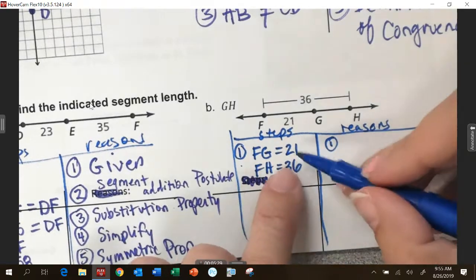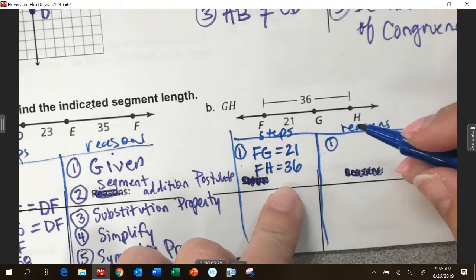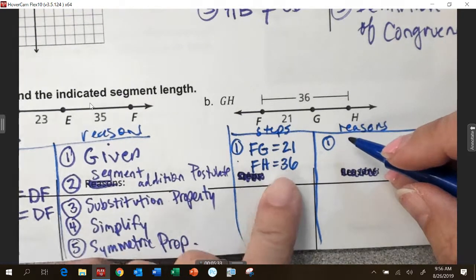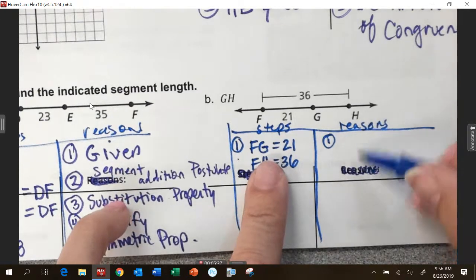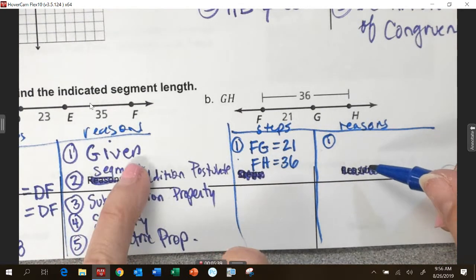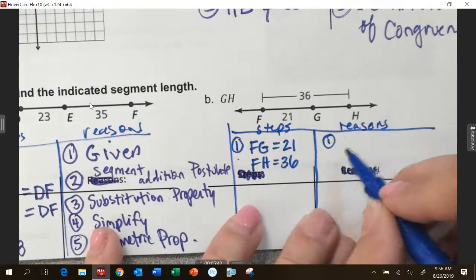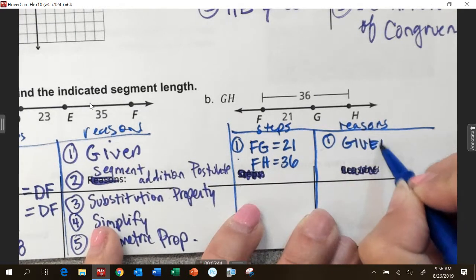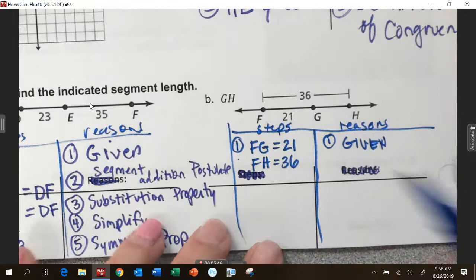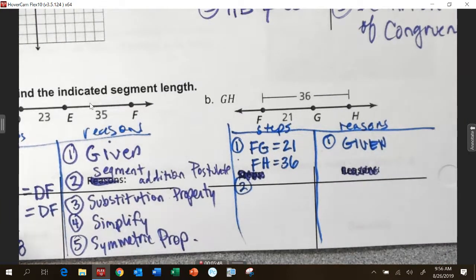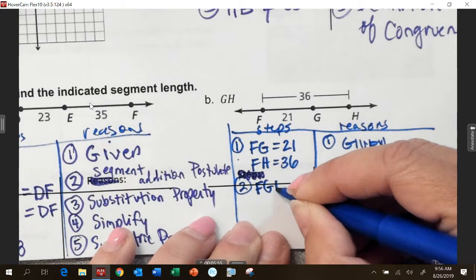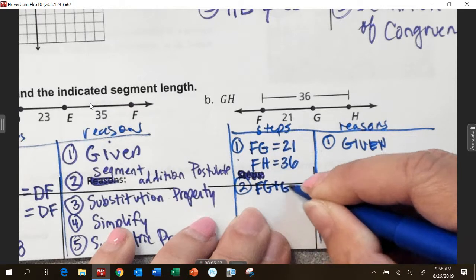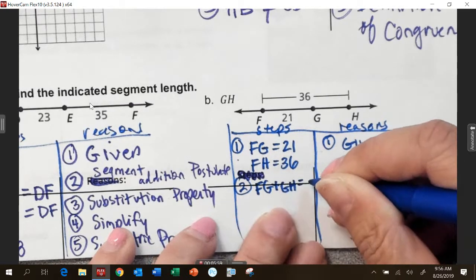Tiffany, what's the reason FG is 21 and FH is 36? What do I put in the reason column? Hint, hint, it's in the first one also. Given, thank you. So I wrote these right next to each other so we can go off the first one. Okay, my second, what I do in my second one, I use the segment addition postulate. I'm going to do that again. I'm going to say FG plus GH equals FH.